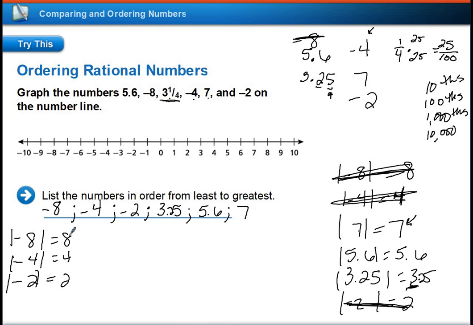And then after that, we can just order numbers as we are comfortable with and normally do when we talk about positive numbers. For the most part, we've done all of this before. It's just a matter of throwing those negative numbers in there.